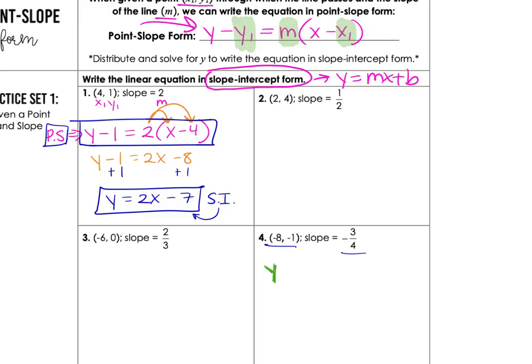Just so you don't get too far doing it the wrong way, in case some of you have done something wrong, tell me what you dropped in. Y what? Y plus 1, right? It's minus a negative 1, so y plus 1 equals, then what? What comes next? The slope, negative 3/4 times x plus 8, minus a negative 8, so x plus 8. Okay, so you're there. Hopefully you got there. Distribute, isolate the y.